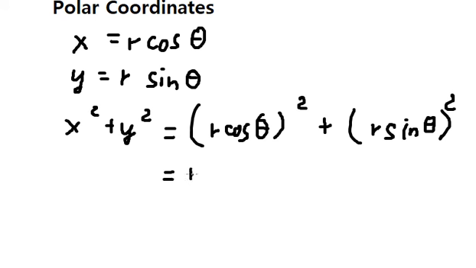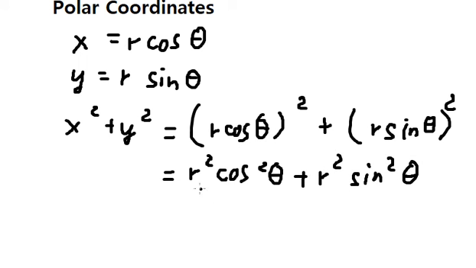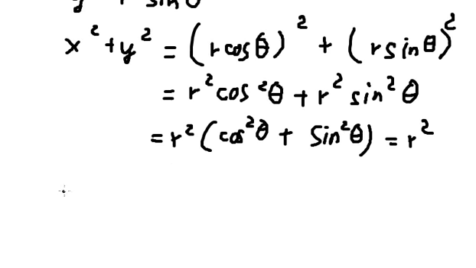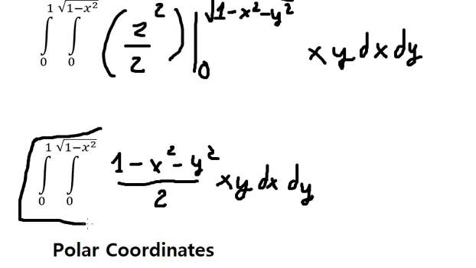This one we have r squared cosine squared theta plus r squared sine squared theta in here. So for r squared we can do factorization, and this one equals 1. So we have r squared. dx dy we need to change to r dr d theta. And now we have the bounds in here.